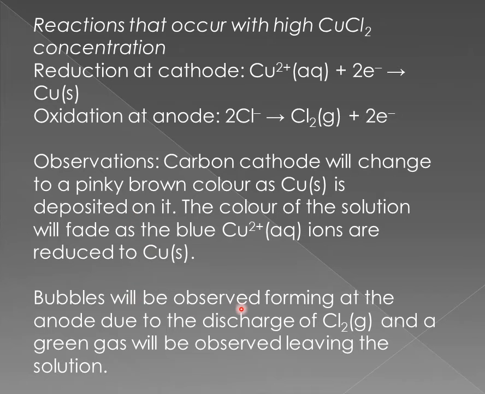Here, bubbles will be observed forming at the anode due to the discharge of chlorine gas, and the green gas, the chlorine gas is green, will be observed leaving the solution. So the observation is exactly the same, except that chlorine gas, which is green in color, will be bubbled instead of oxygen gas at the anode.